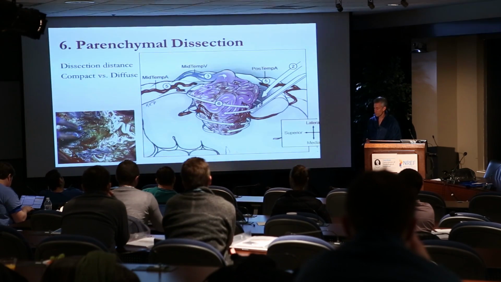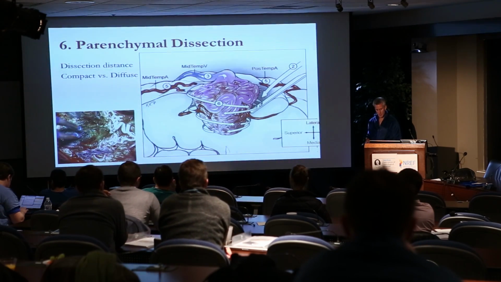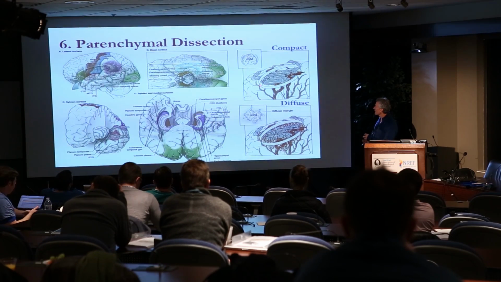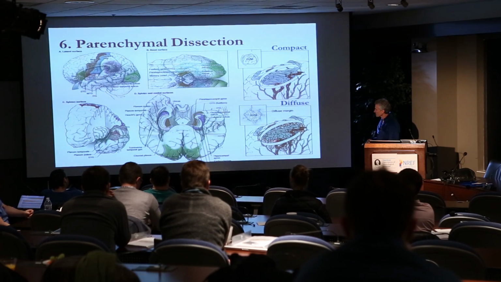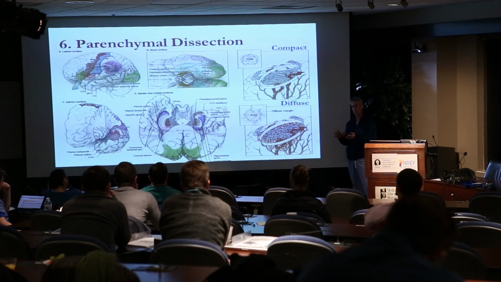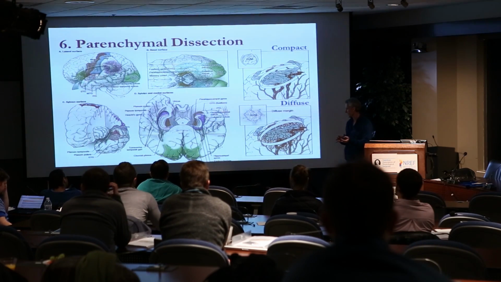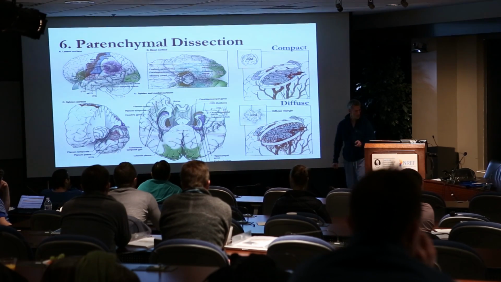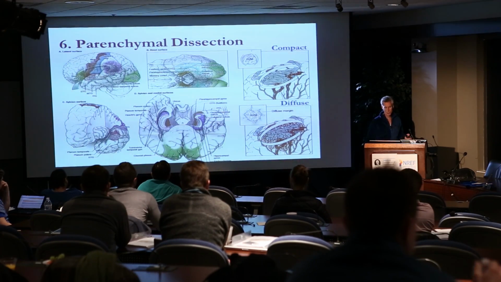It's also relevant for compact and diffuse AVMs. It's very easy with compact AVMs to judge that distance. For the diffuse, it's very difficult because you've got this zone here where it's very hard to see where AVM starts and where brain ends. And here it's about defining that distance, which is a challenge.